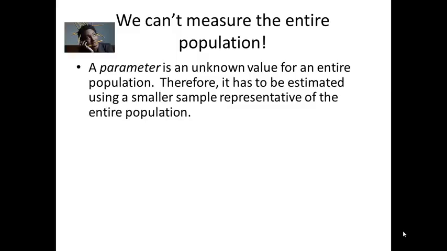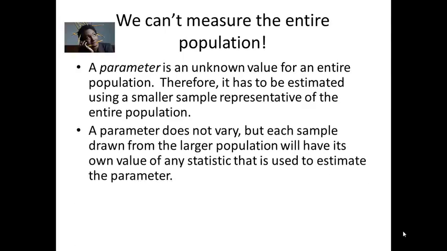For example, let's say we wanted to know the average IQ of people living in the United States. We can't select everyone in the U.S. And since we can't do that, we would select a sample or a number of samples from across the United States, test their IQ, and get a mean or average.